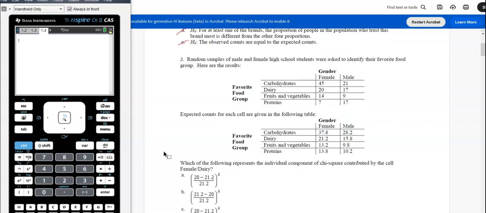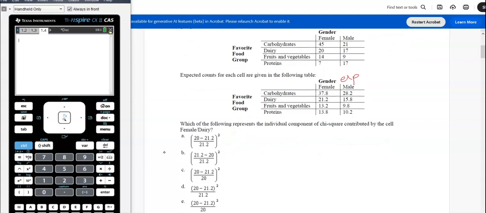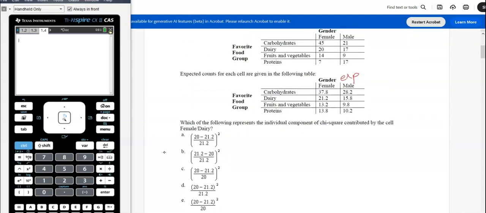Random samples of male and female high school students were asked to identify their favorite food group. Here are the results. Expected counts for each cell are given in the following table. Okay, so these are all the expected counts. Which of the following represents the individual component of the chi-squared contribution by the cell? So it's basically, do you know the formula, chi-squared equals observed minus expected squared over expected.